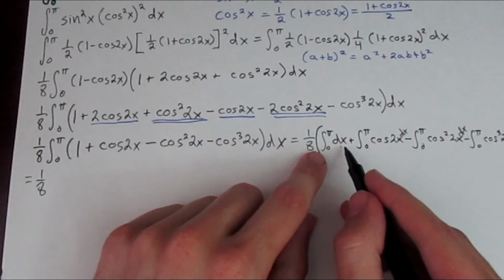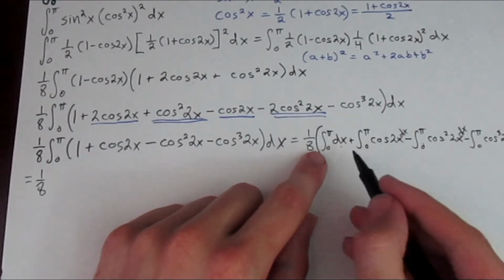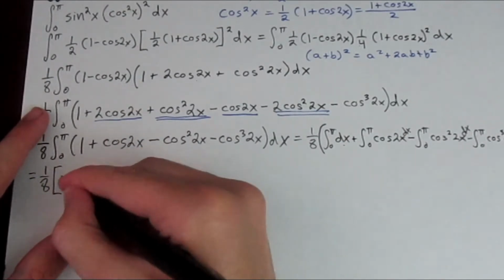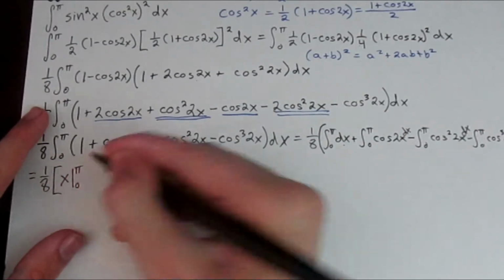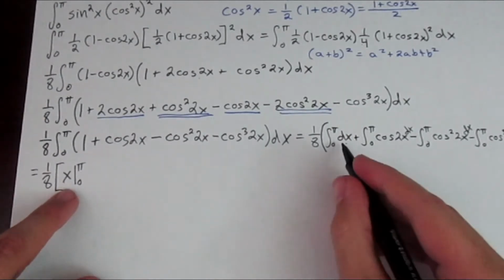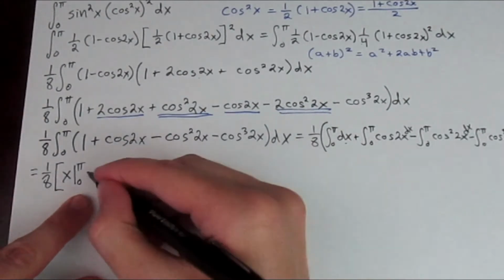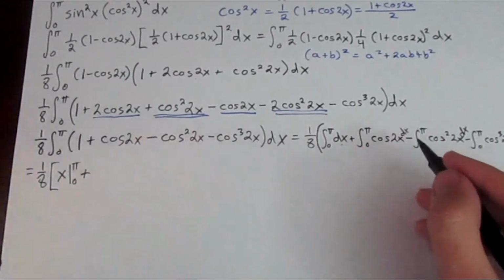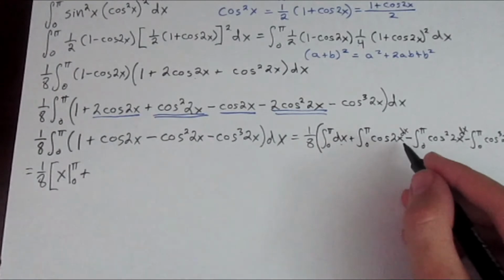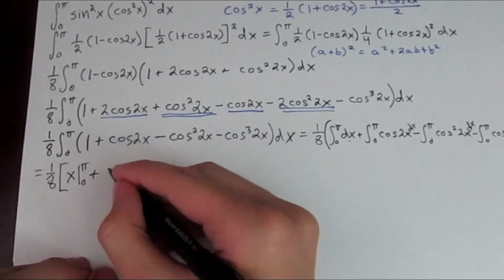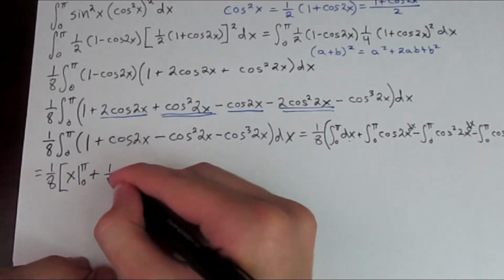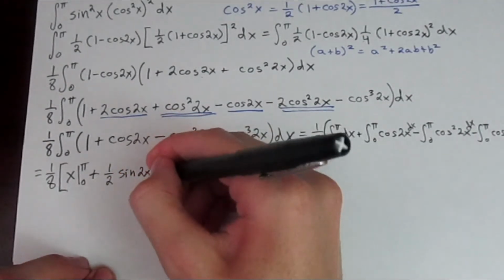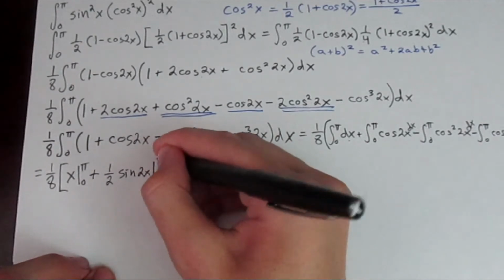The integral of dx, that's just going to be x. Okay, and that's integrated from, again, 0 to pi. We're using the fundamental theorem of calculus part 2 here, and then we add this to cosine of 2x dx. Now what is the integral of cosine 2x? Well, it's going to be 1/2 sine of 2x, and again that's integrated from 0 to pi.